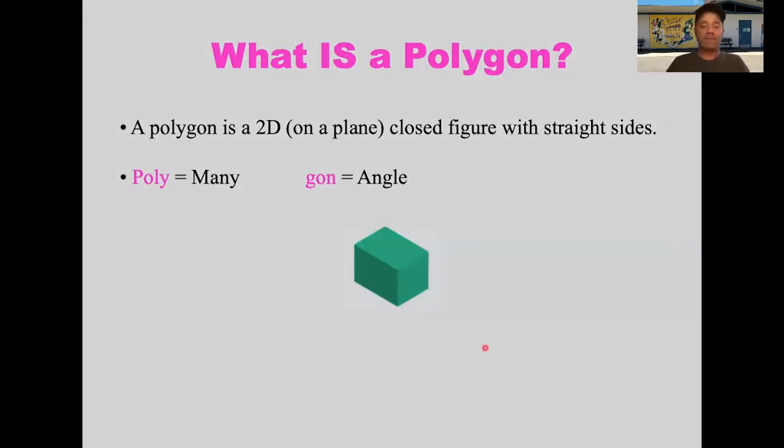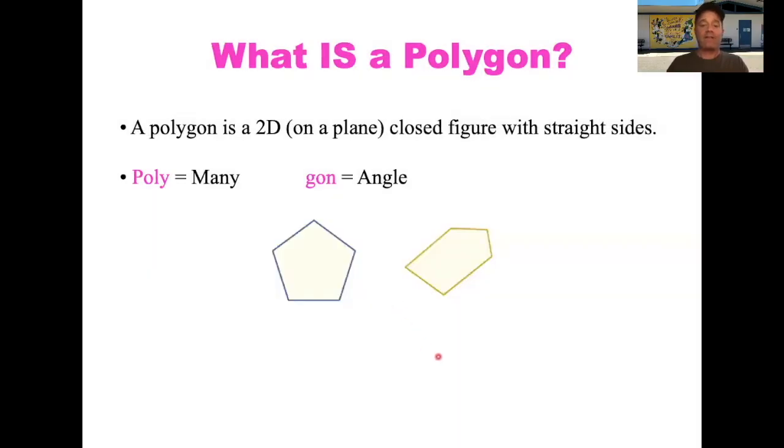So how about this one right here? Is it a polygon? No, it's not. It is not a two-dimensional figure, even though it's drawn that way. It's obviously a three-dimensional rectangular prism. So it's not a polygon. Do you know what it's called? A polyhedron. All those three-dimensional figures have the hedron ending, not the gon ending.